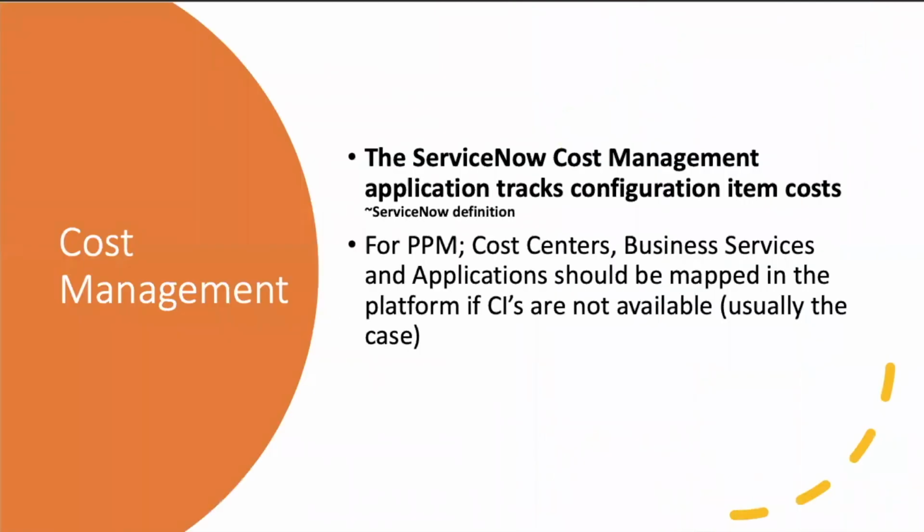And then real quick, the cost management section. I wanted to highlight this part here in black because you can see that cost management tracks configuration item costs. That's what it's built for. In PPM, they're not really using it for that. They are using it, again, more to manage and track costs across projects. But here you still have the ability to try to map it to cost centers or business services or applications, which, once a CMDB is set up, will allow you more easily to link those projects to CIs.